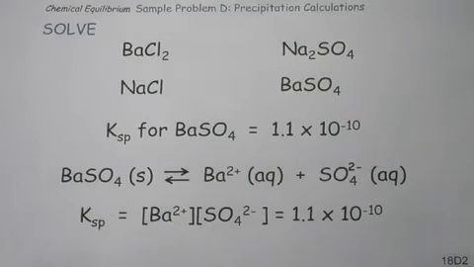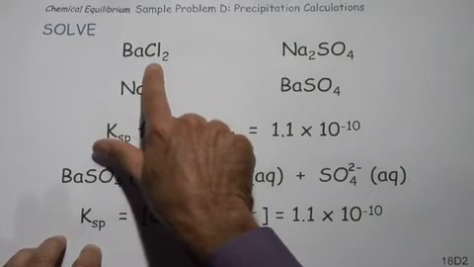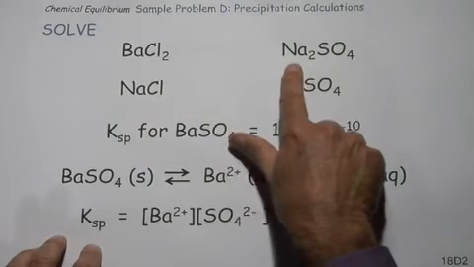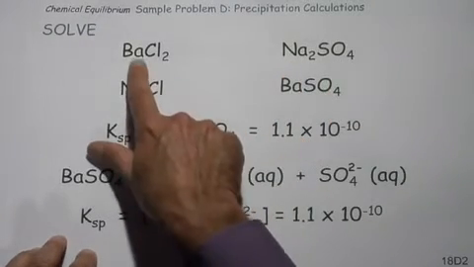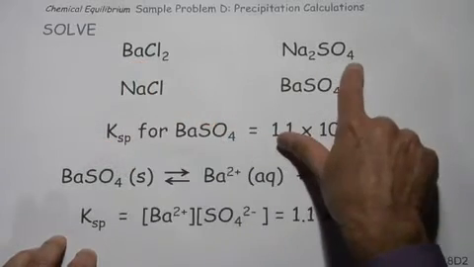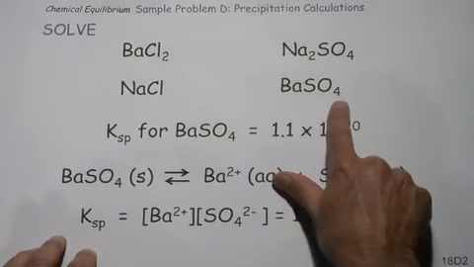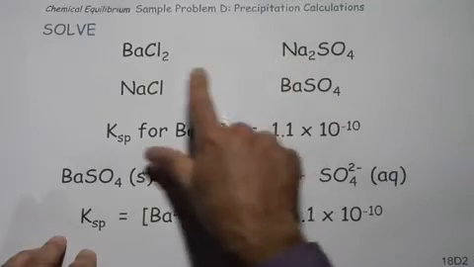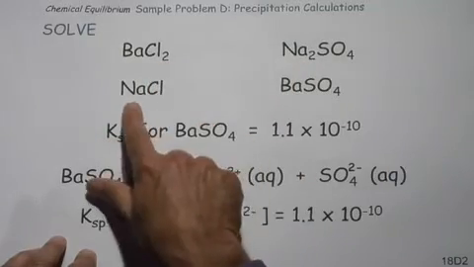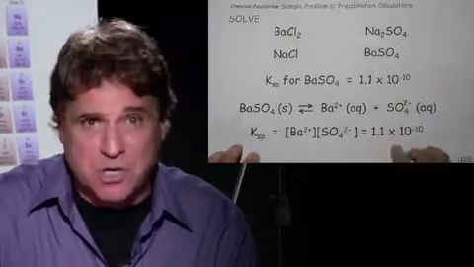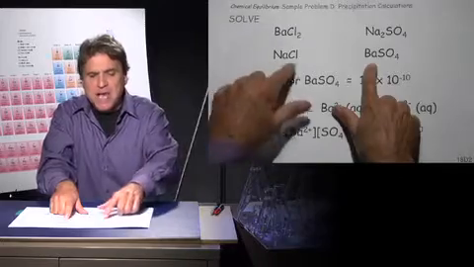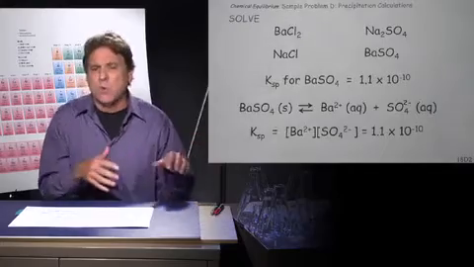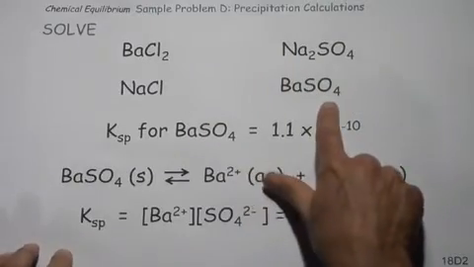Let's take a look at what's happening in this problem. We have barium chloride placed in solution with sodium sulfate. What can happen is that the barium can then associate with the sulfate and form barium sulfate. Also, the sodium can associate with chlorine and form NaCl, table salt. So these are the two possible products that we have. Now, table salt dissolves, so we're not even going to worry about that. We're going to focus on the barium sulfate.